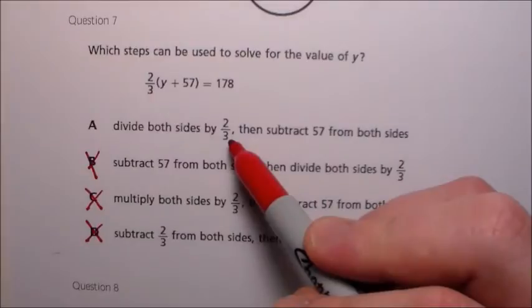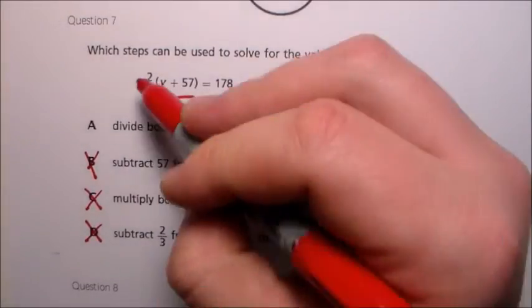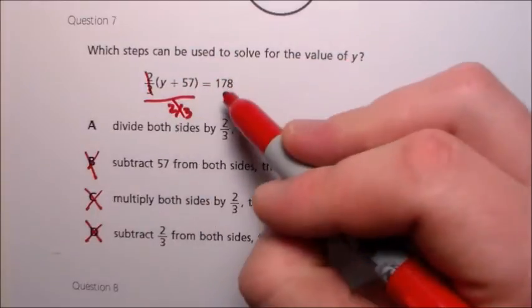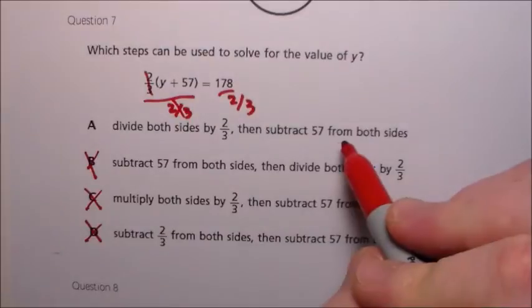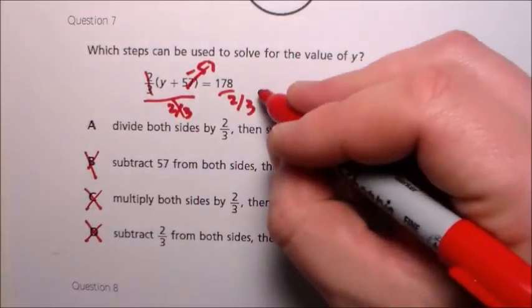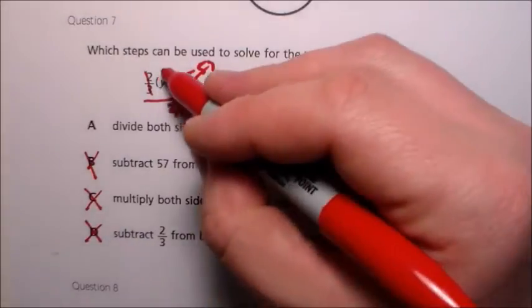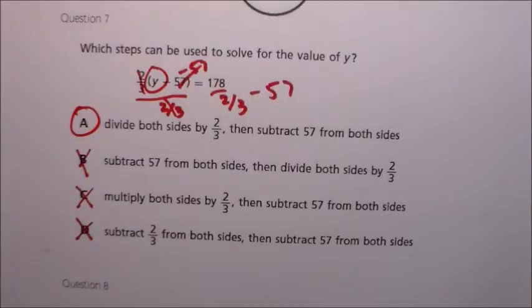But here we go. Divide both sides by 2/3. That gets this 2/3 out of there. We have some work to do over here, but that makes sense. And then subtract 57 from both sides. That'll get that 57 out of there, and we're just left with y on this side. Yeah, that's our answer. We're good.